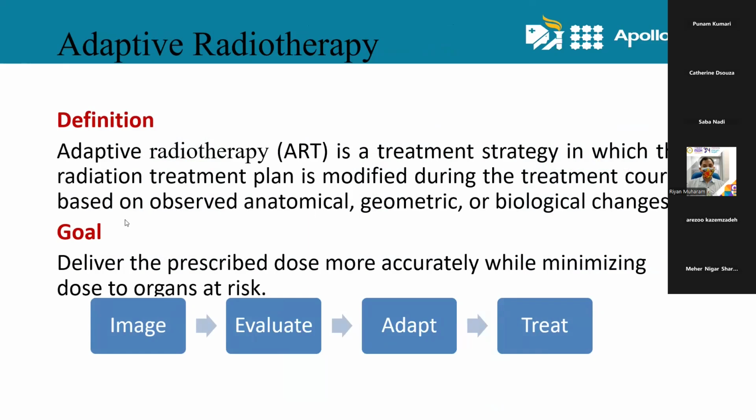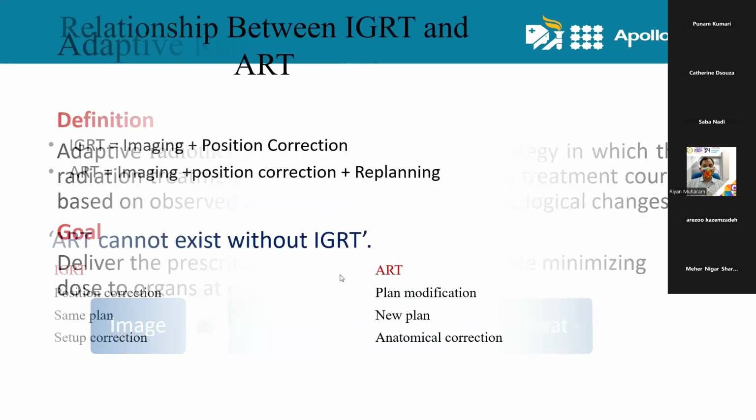The goal is fixed. Basically, the goal of our radiotherapy is to maintain accurate dose delivery while minimizing the toxicity and risk to the patient. So think of ART as a feedback system. Imaging basically provides information, clinicians evaluate the changes, and the treatment plan is adjusted based on the anatomical changes.